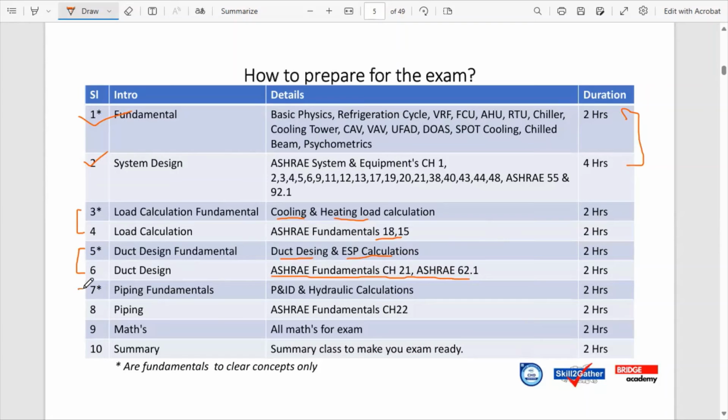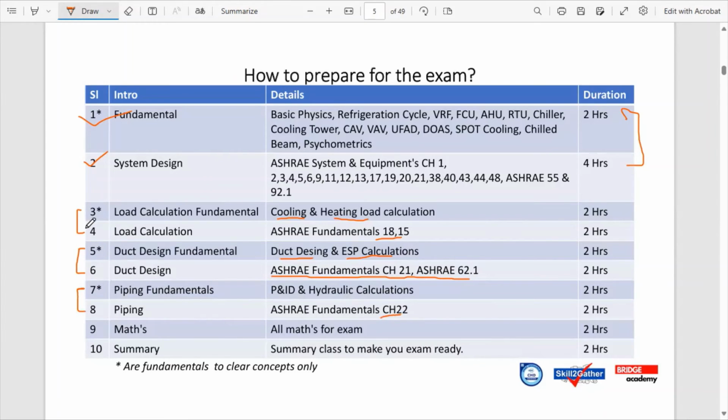Piping fundamentals, there are two classes on piping. So in the fundamental, we are going to have hydraulic calculation for both open loop and closed loop piping and pump selections, all other things that you must know regarding piping. And we are also going to have the rules and regulations relevant to ASHRAE clear.